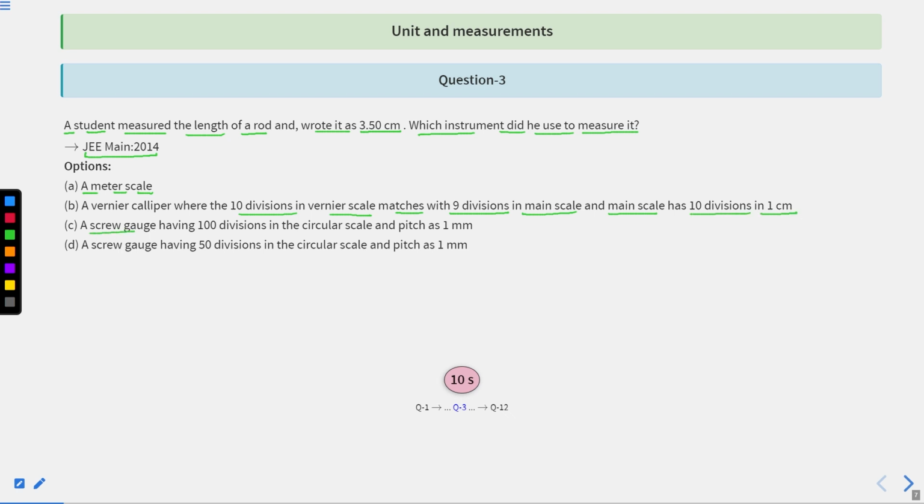A screw gauge having 100 divisions in the circular scale and pitch 1 mm. And D option is a screw gauge having 50 divisions in the circular scale and pitch 1 mm. So which one is the correct answer? You have 10 seconds to find the solution.